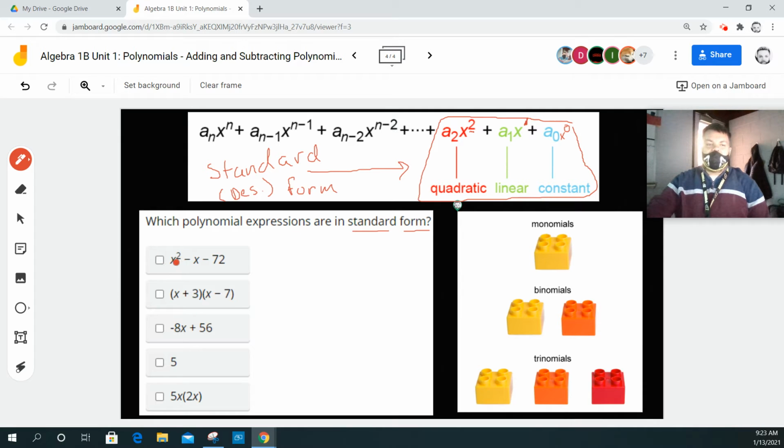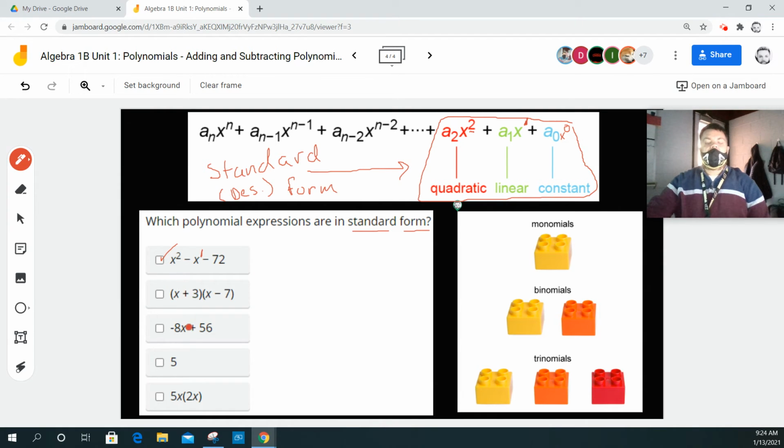Okay. So this first one is x to the second power. We have x to the first power, then no x at all. Is that standard form? Yes. Okay. Now the next one is x plus 3 times x minus 7. Does that look like this? Not in its current form. This is a factored form. So this one is not it.